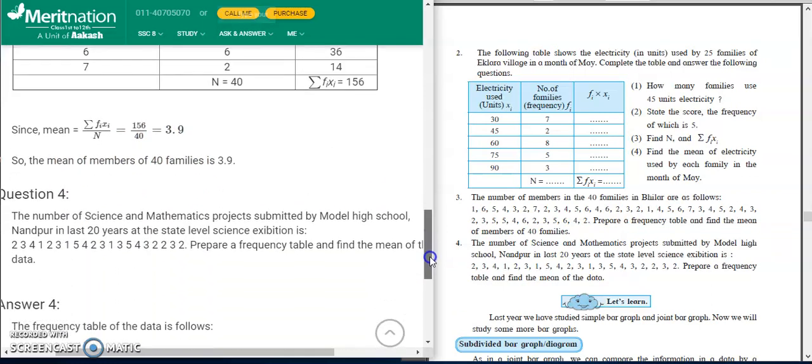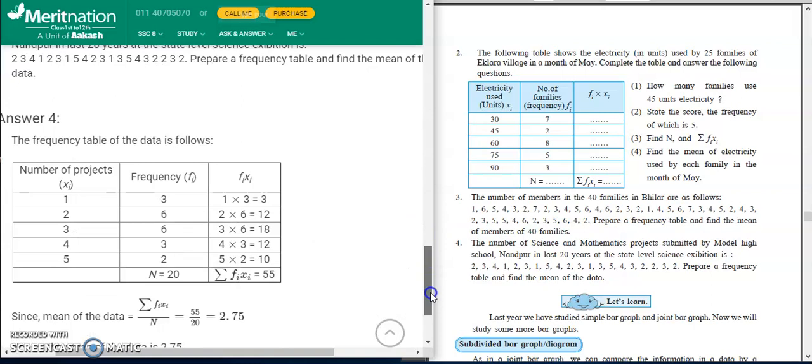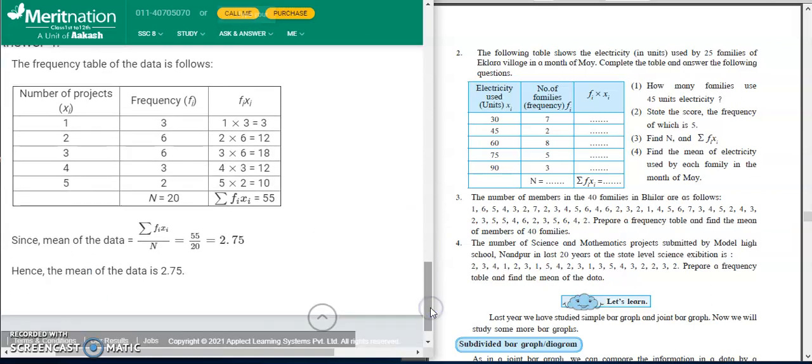Now fourth question, it is just same as the third question. See here what is given. The number of science and mathematics projects submitted by Model High School Nagpur in last 20 years at the state level science exhibition is given. Prepare a frequency table and find the mean of the data.